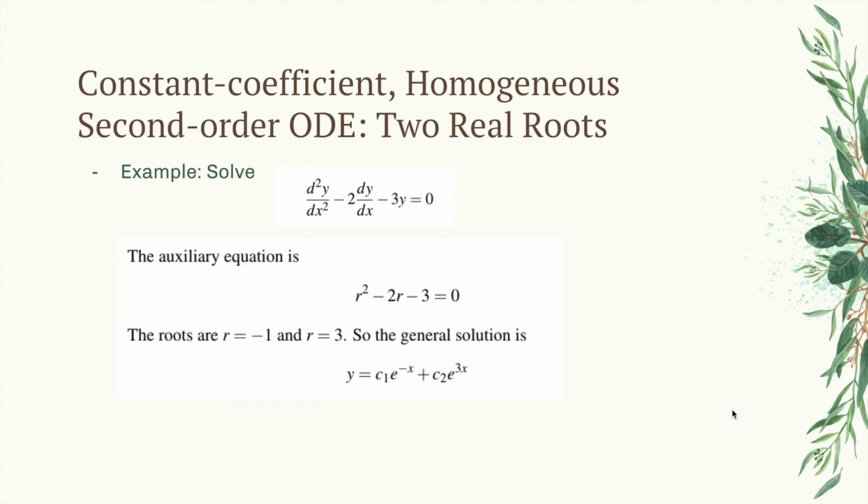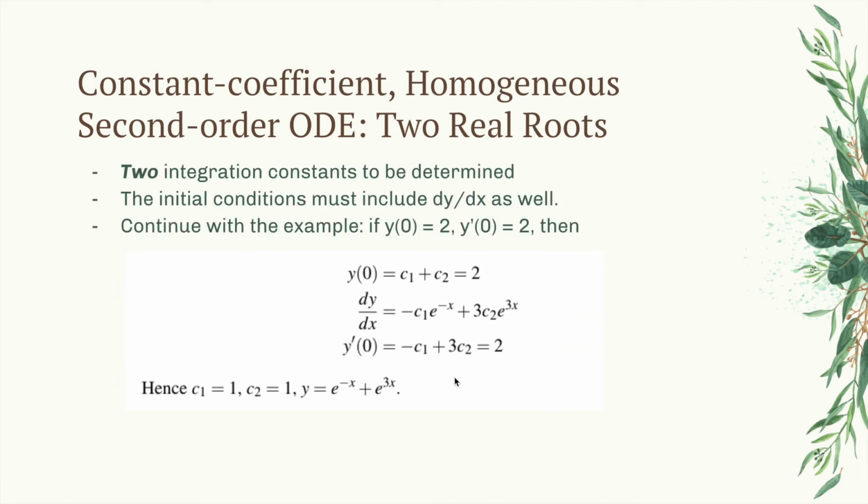Now let's see an example. Solve d squared y/dx squared minus 2 dy/dx minus 3y equals 0. The auxiliary equation is r squared minus 2r minus 3 equal to 0, and the roots can be seen as minus 1 and 3. So the general solution is y equal to c1 e to the negative x plus c2 e to the 3x. There are two integration constants to be decided.